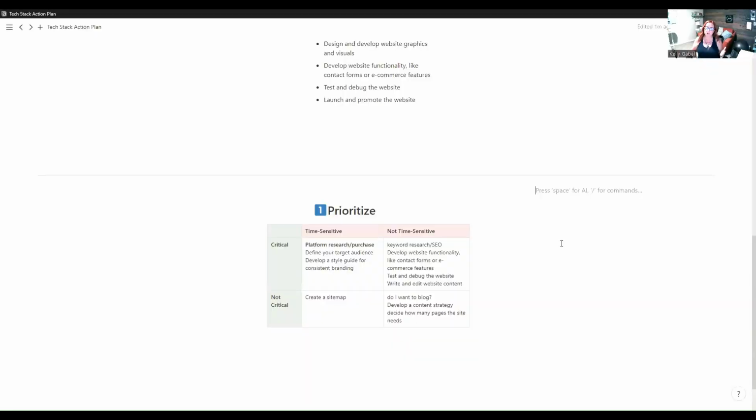So from here, it's super clear what our tasks are. We're going to start with our platform research, and then we're going to start defining our target audience, and we're going to start developing our style guide for our brand. Then we'll move on to our keyword research, developing the functionality, and so on. Does that make sense? Now, I know we did a really specific example here, but this exercise will work for any of the options that you might have chosen.